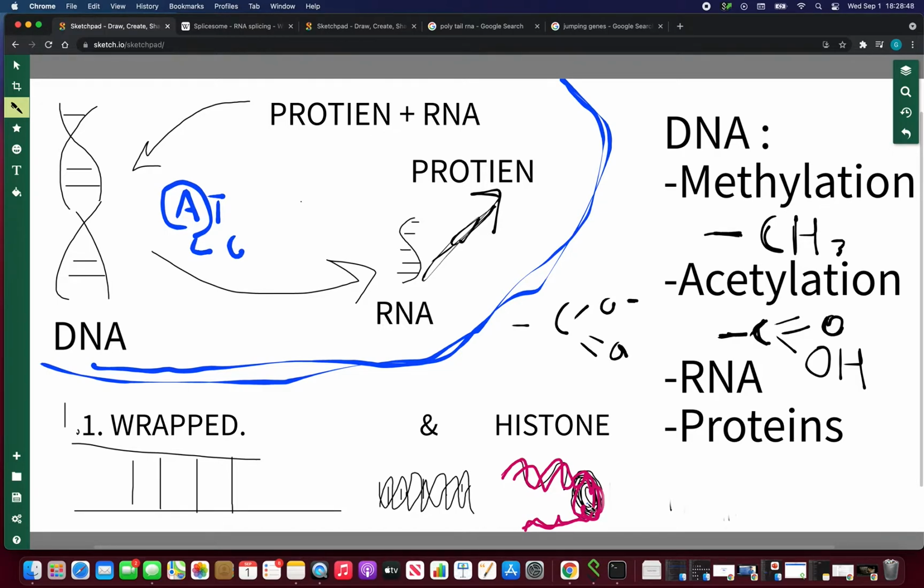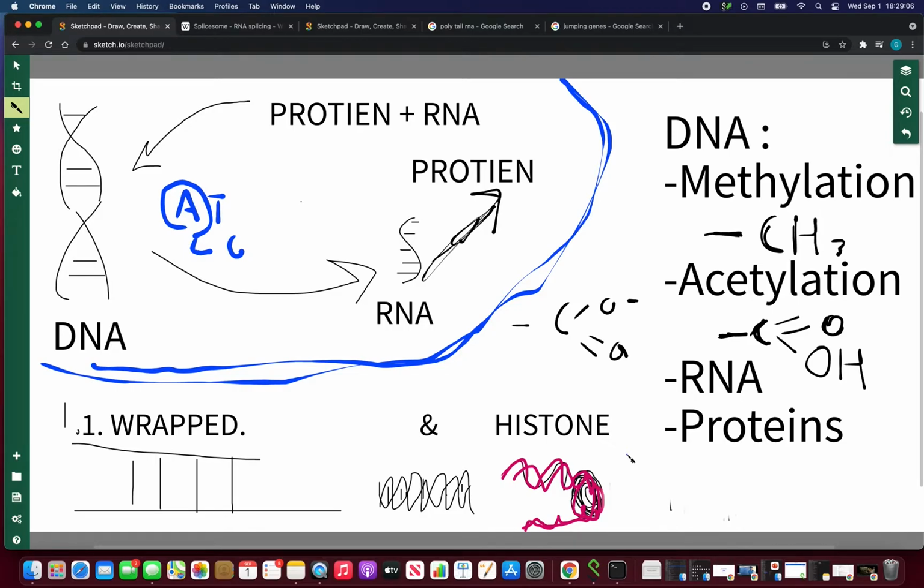But you can imagine wrapping a string really tightly around two things. In the middle section that's not wrapped, it stretches out and becomes really taut, so it can be read more easily. So that's just the basic DNA being modified.